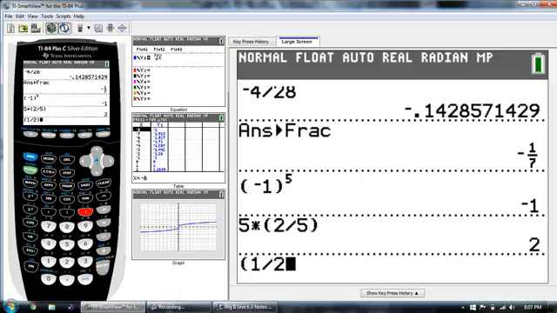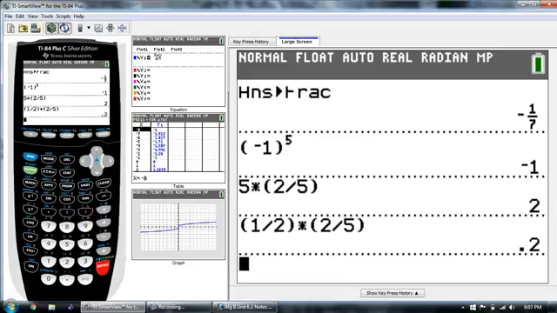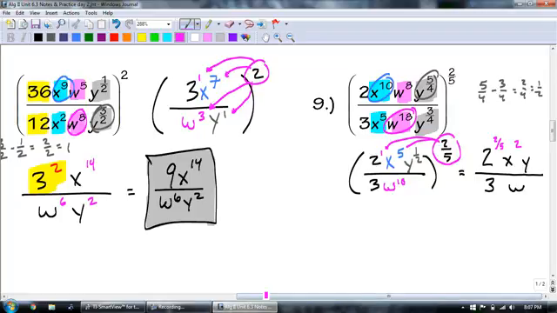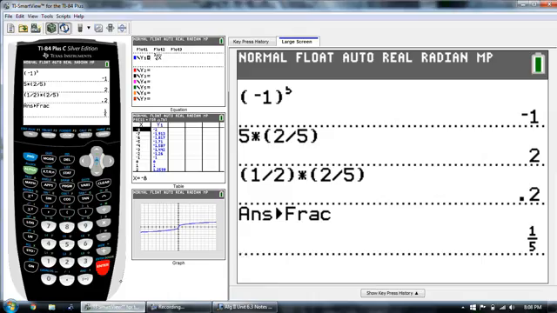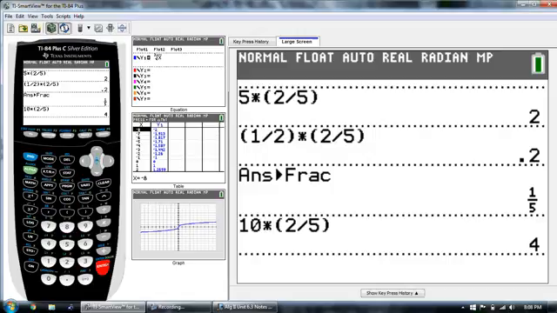1/2 times 2/5. Yeah, you can do some of this in your calculator, guys. Math, enter, enter. 1/5. Okay. So that was right here. The 3 had a 1, so that's just going to be 2/5. And then 2/5 times 10. So I have 10 times 2/5. 2 times 10 is 20. 20 divided by 5 is 4.